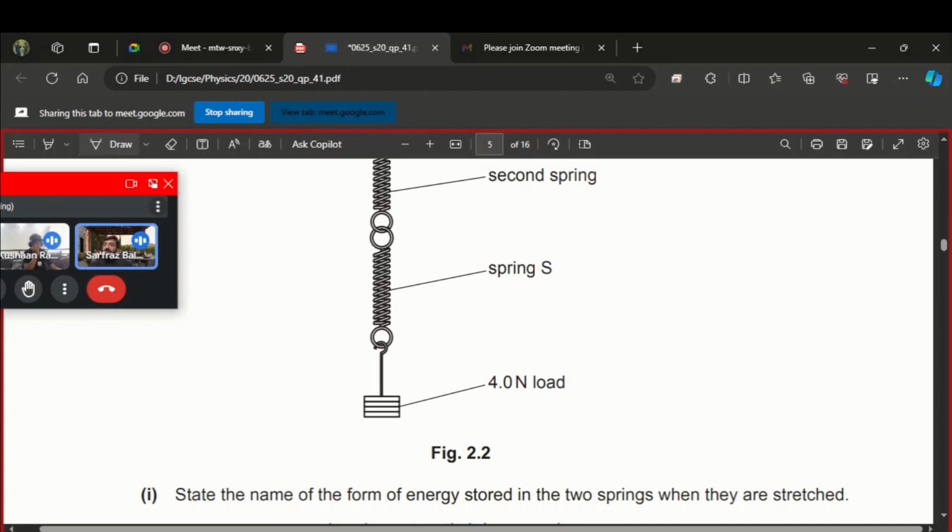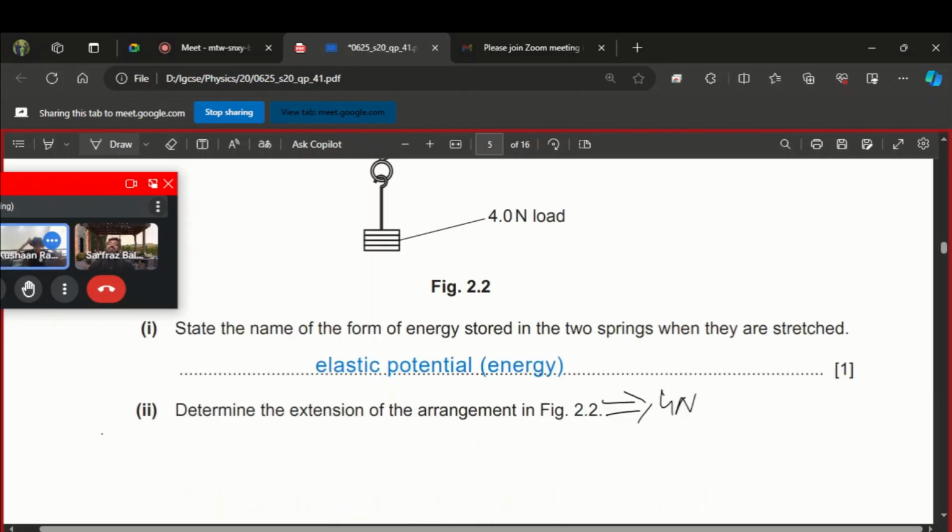So what is the name of the energy when the spring is stretched? What is energy in a stretched spring? I think gravitational potential. Why gravitational potential energy? Gravitational potential is about height, about position, but here we have stretch. So elastic potential energy. Yes, elastic. It will be elastic potential energy.